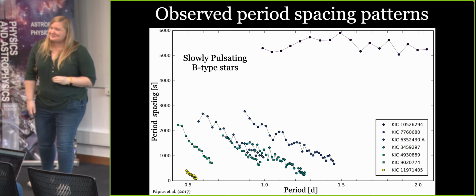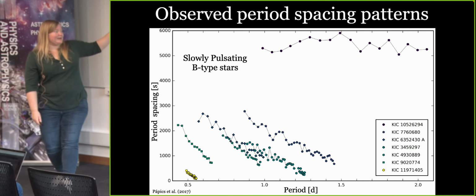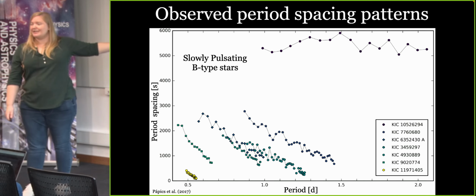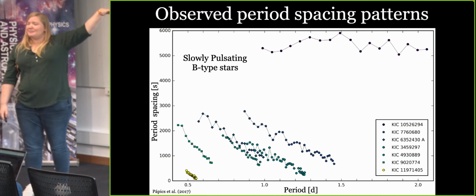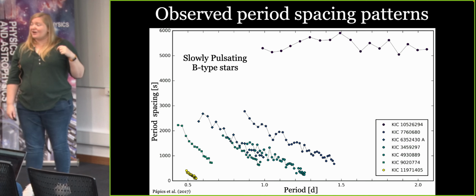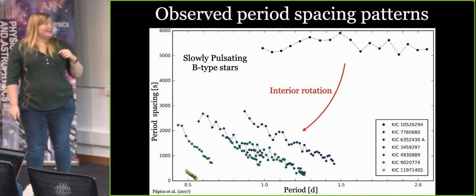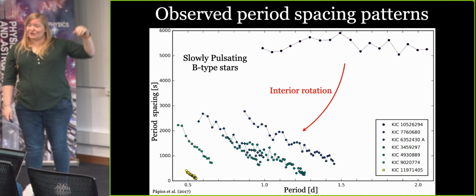So in summary, this is an example of 7 slowly pulsating B-type stars that were observed by Kepler, where each one of these period spacing patterns is for a different star. And again, as I mentioned, the slope of these patterns determines the interior rotation rates of the stars.